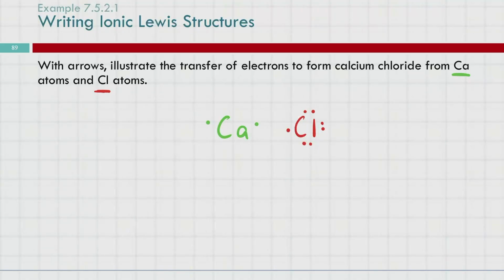And when these react to form calcium chloride, calcium is going to happily donate an electron to the chlorine. Calcium is a metal. It loses electrons. Chlorine is a nonmetal. It gains electrons. That is going to result in chlorine having a full octet. So we'd be left with something like this. It's a 1 plus currently. So calcium plus. We'll have chlorine.